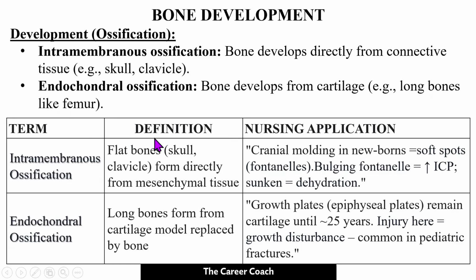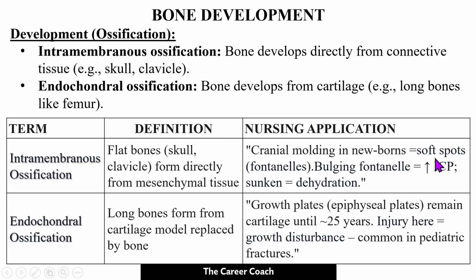We are going to look at the terms, we'll define them, and we'll look at the nursing application. In intramembranous ossification, examples are the flat bones such as the skull and the clavicle. They develop directly from the mesenchymal tissues. Let's look at the nursing application. With regards to intramembranous ossification, cranial molding in the newborn is an application.